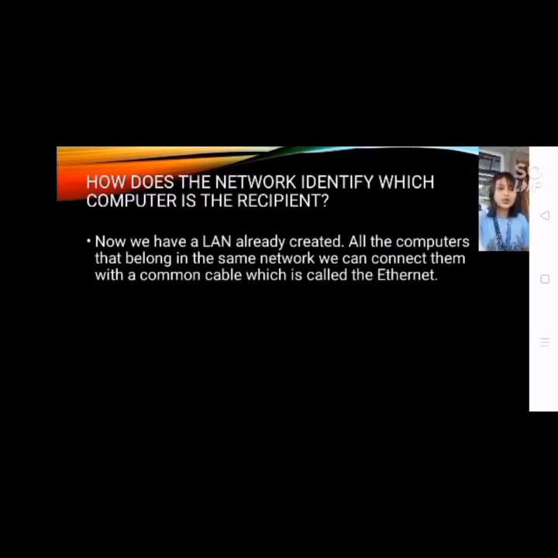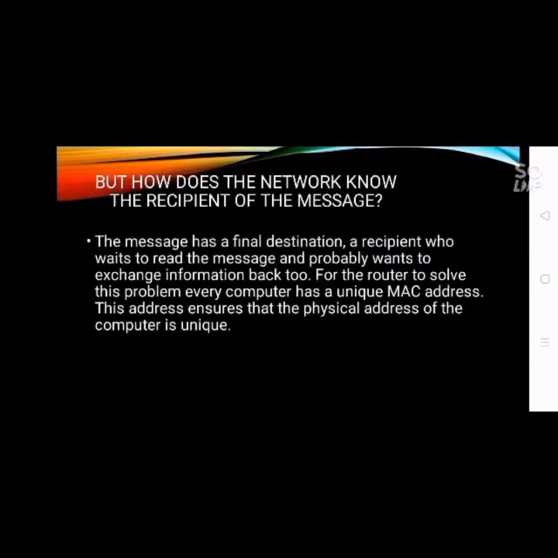How does the network identify which computer is the recipient? Now we have the LAN already created. All the computers that belong to the same network, we can connect with a common cable which we call Ethernet. When computer A, actually there is a user there, wants to send a message to computer B, the message travels within the cable and goes into every computer in the network because they share the same medium. But how does the network know the recipient of the message?